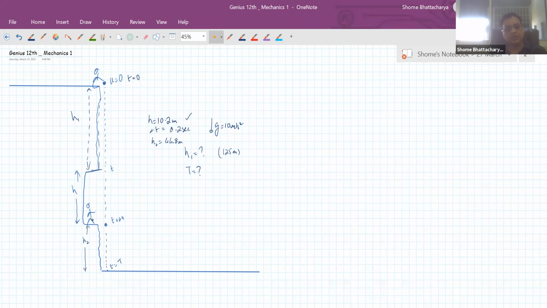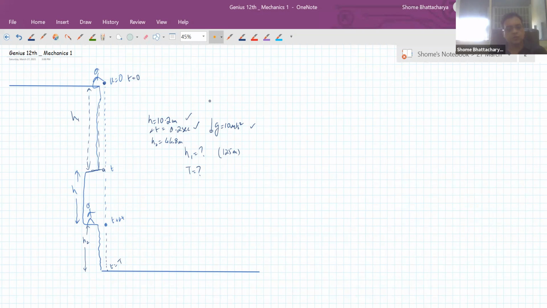The person who is standing inside the cave observes the ball going past the cave. So if the ball reaches the top of the cave at some time t, then it crosses the bottom of the cave at time t plus delta t. This delta t is given to us as 0.2 seconds, and g is the standard value. And further, the floor below the cave is at a further depth of 44.8 meters.